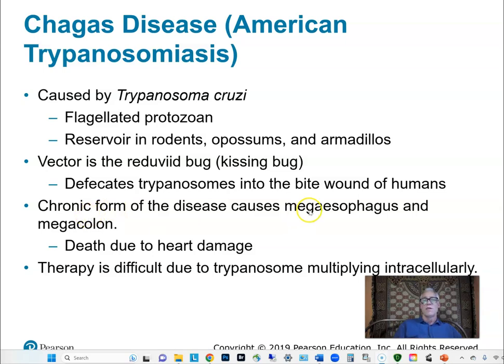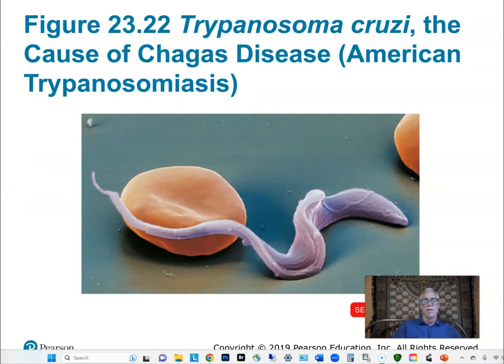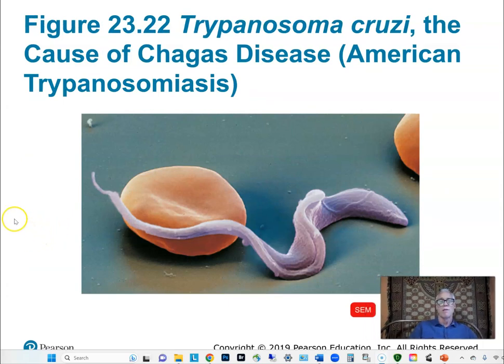Chronic form of the disease can cause megaesophagus, the esophagus all swollen, and megacolon, death due to heart damage. So it can be a severe disease. It's a chronic disease. It's very hard to treat it. The trypanosomes multiply intracellularly, so it's hard to get in after them. And remember, it's different than bacteria, where you can exploit the different ribosomes and so forth. These are eukaryotes, and there's a bad trypanosome.